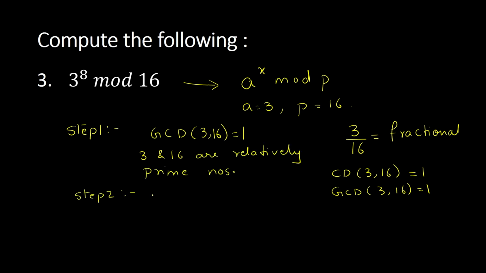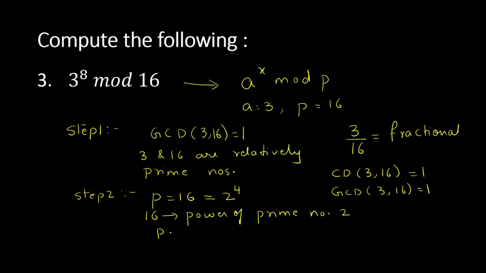Now, since we are solving this numerical using Euler's theorem, in step 2, we should be computing Euler's totient. In order to compute Euler's totient, you should be able to identify whether p, that is 16 in this case, is a prime number, is it a composite number, or is it a power of a prime number? Now, 16 is not a prime number. Rather, 16 can be represented as 2 raised to the power of 4, where 2 is a prime number. So 16 is a power of the prime number 2.